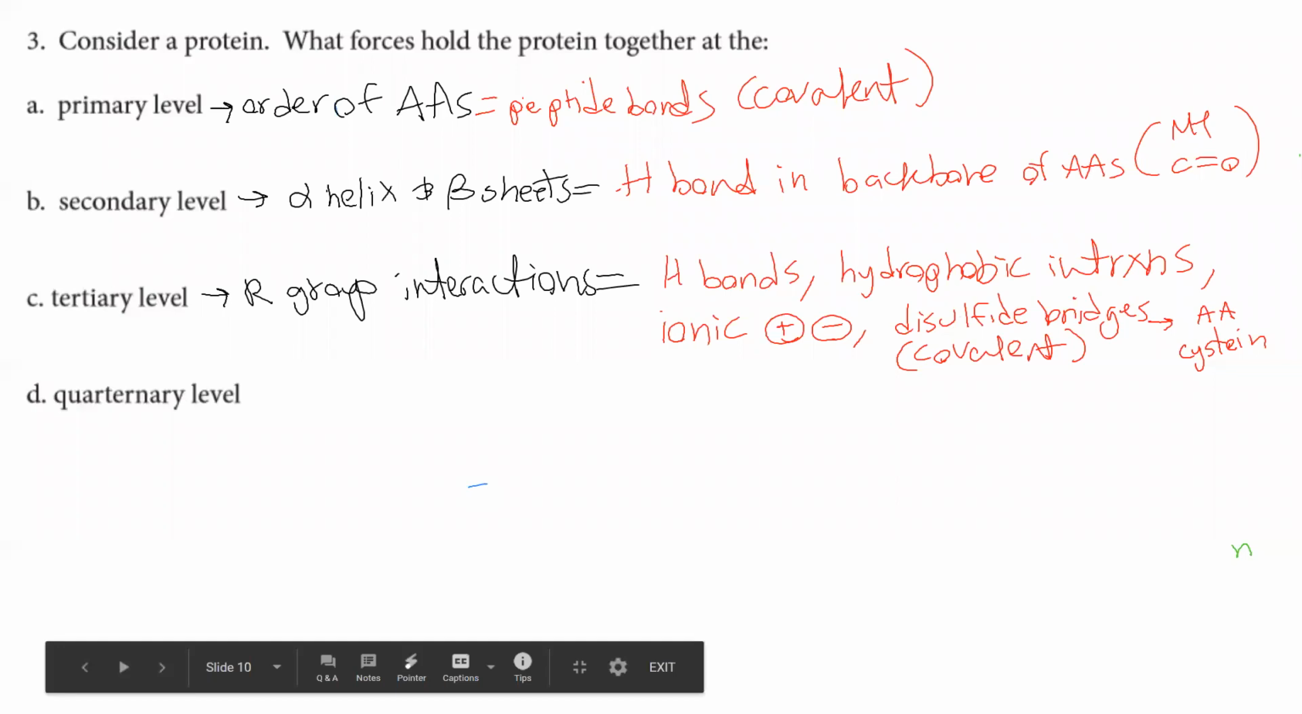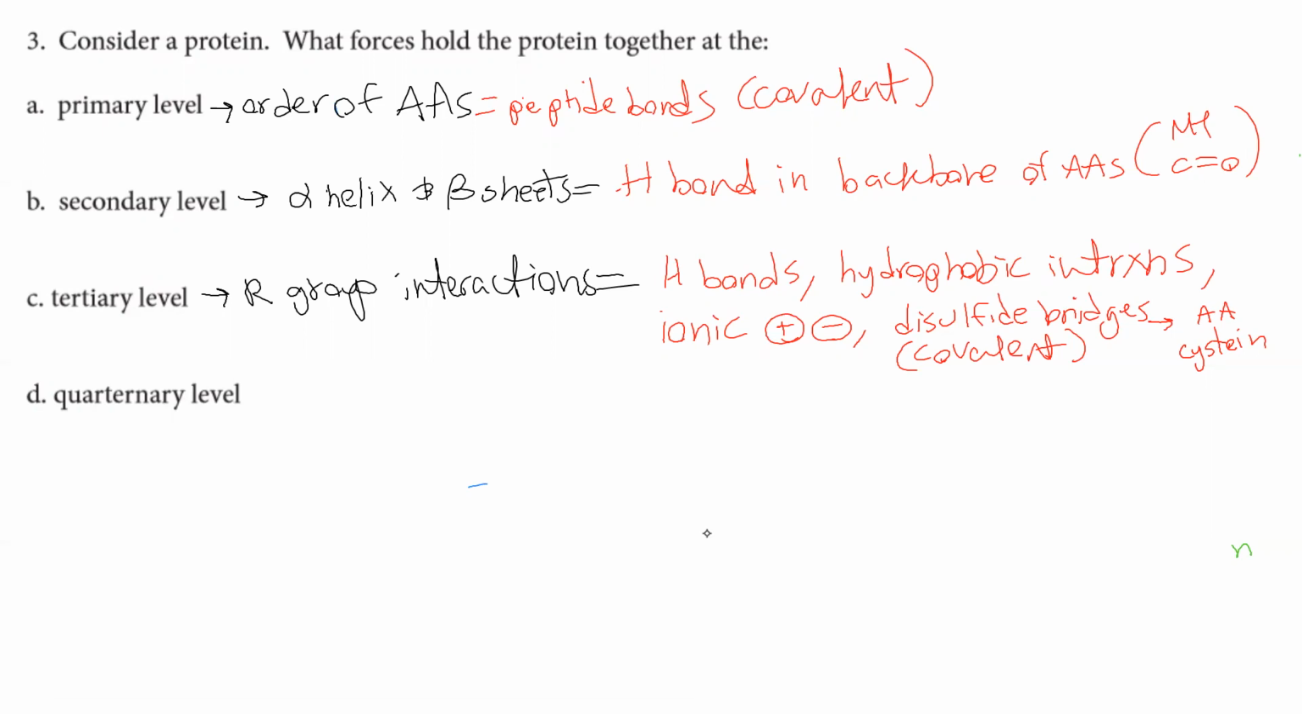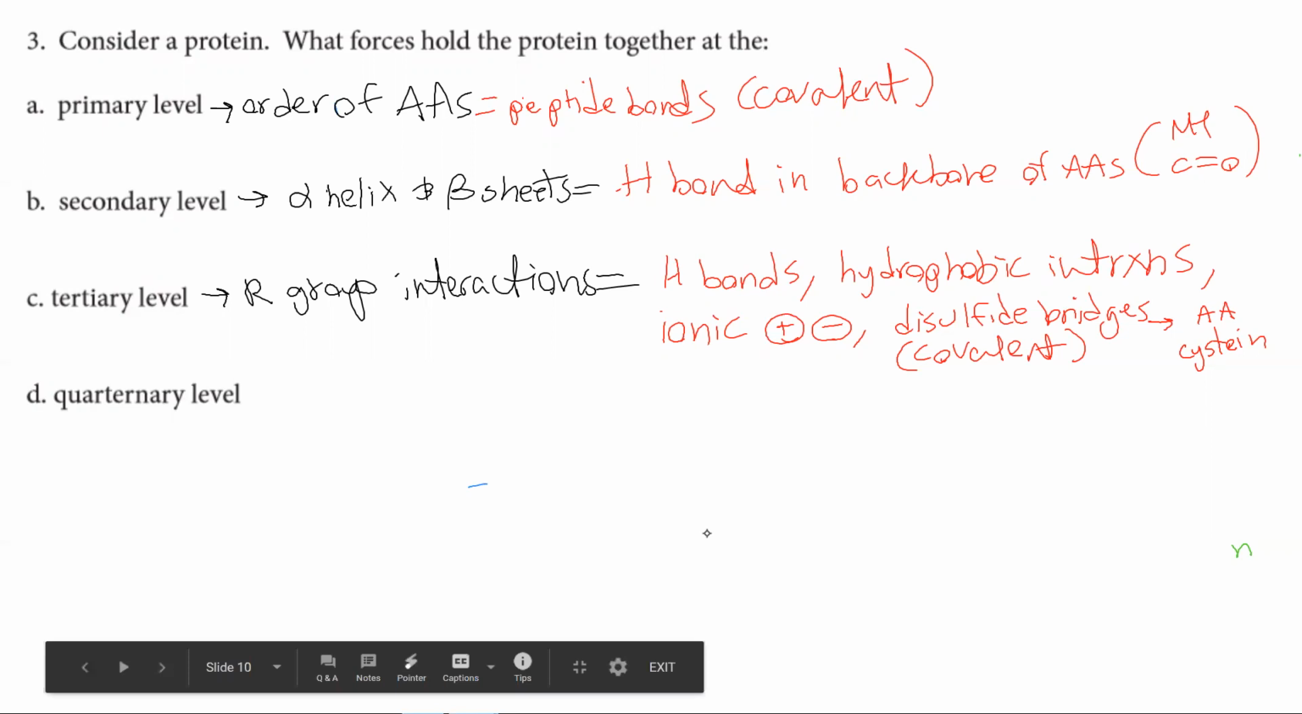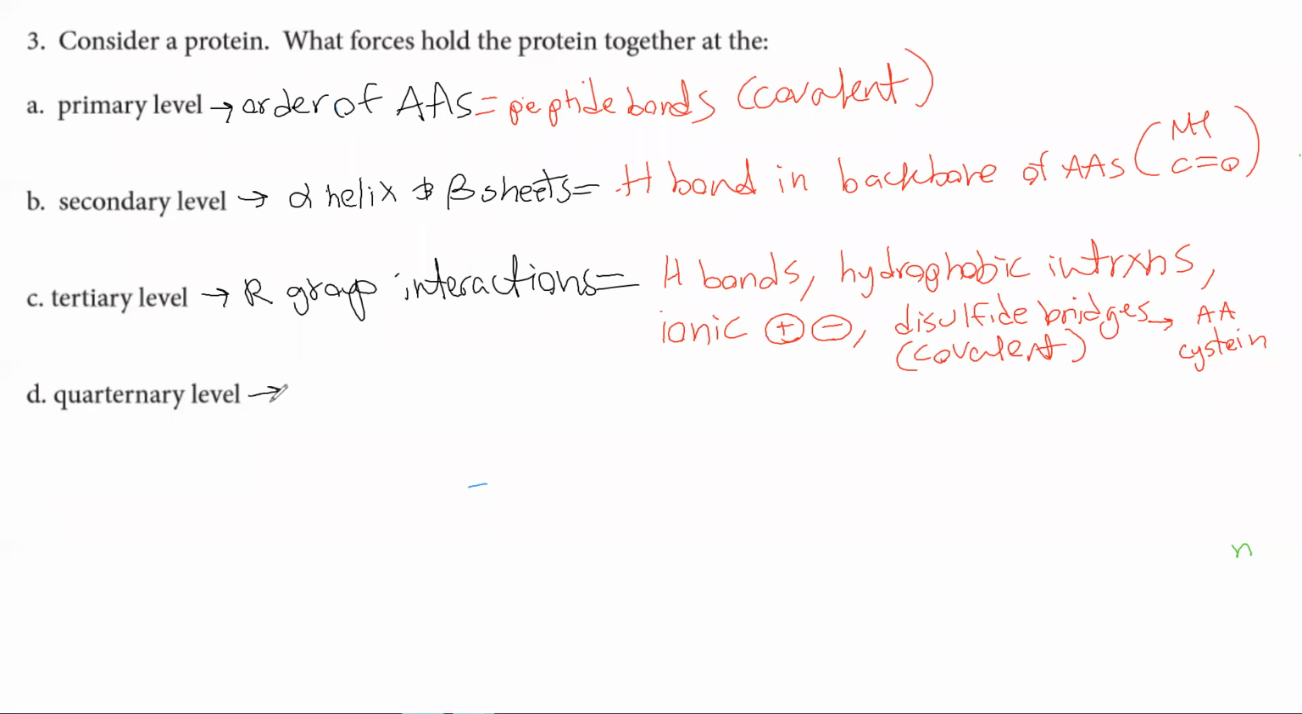Let's go ahead and talk about the quaternary level of proteins. So at the quaternary level, this is all about different proteins being attached to each other. So this is all about interactions between two or more proteins. Sometimes a big protein is actually made of a bunch of smaller ones. As soon as you start talking about more than one protein being attached to each other, now you're talking about a protein that has quaternary structure.